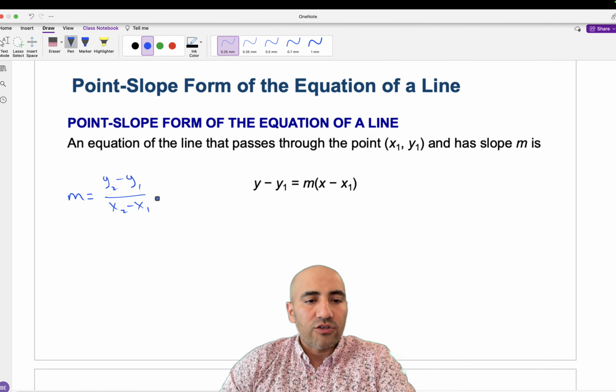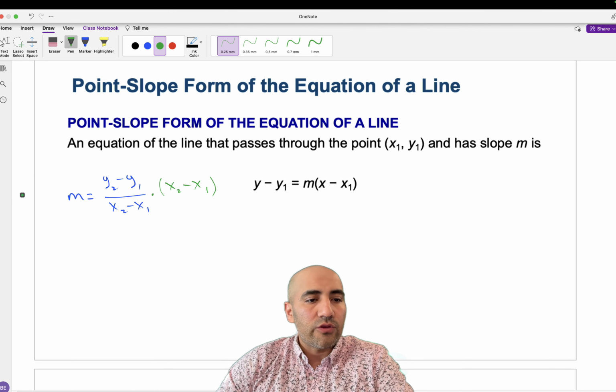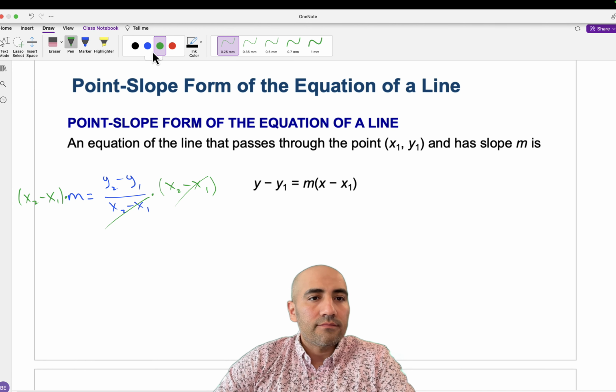If we take this equation and we multiply both sides of the equal sign by this denominator, so multiply this side by x sub 2 minus x sub 1. Whatever you do to one side, you must do to the other, so multiply the other side by x sub 2 minus x sub 1. Now this cancels with this, giving me x sub 2 minus x sub 1 times m equals y sub 2 minus y sub 1.